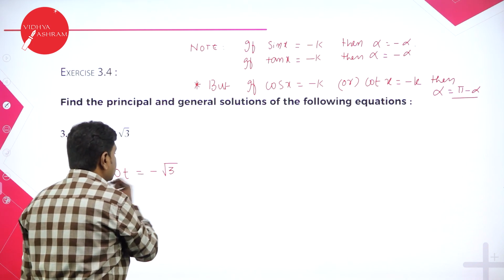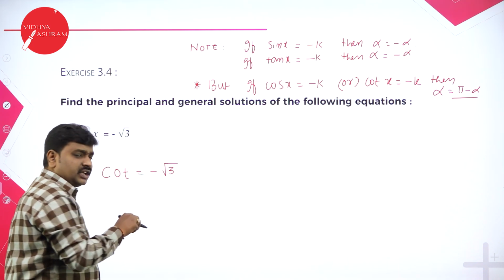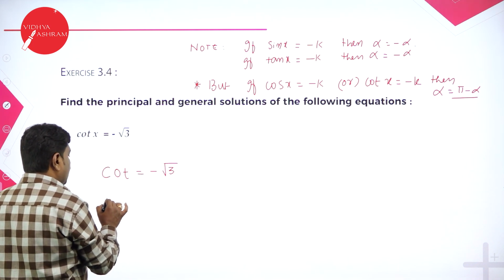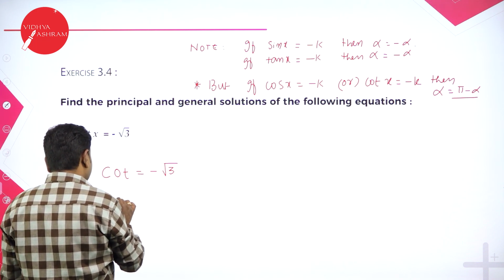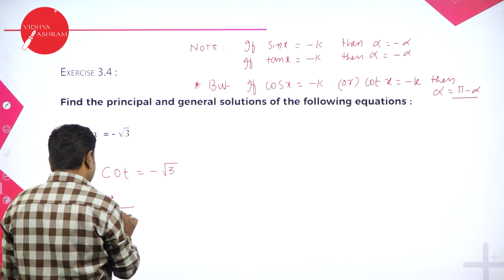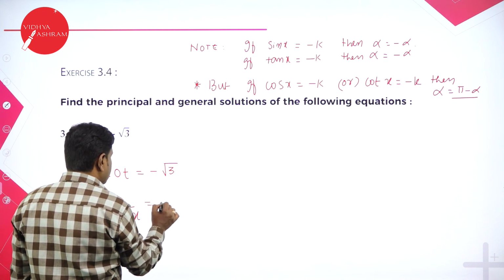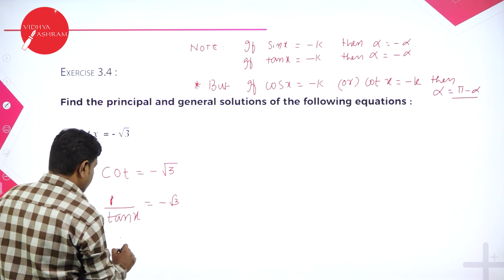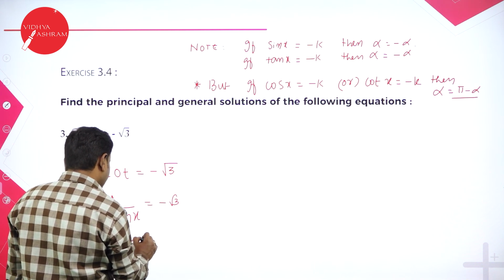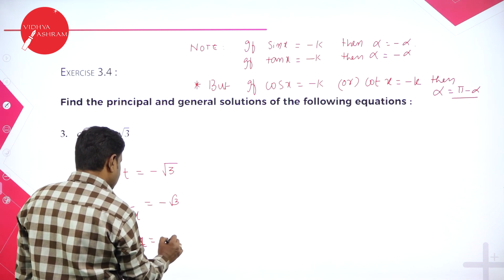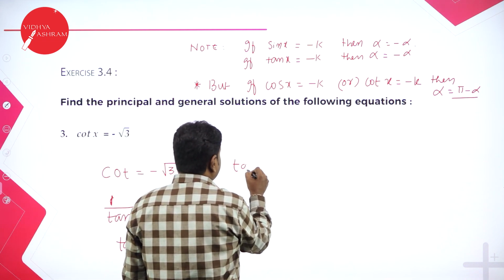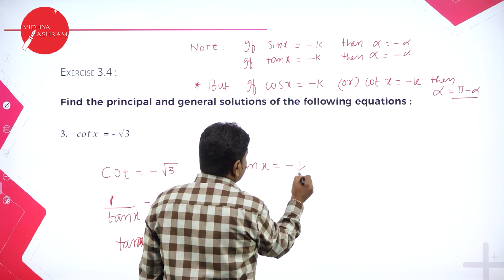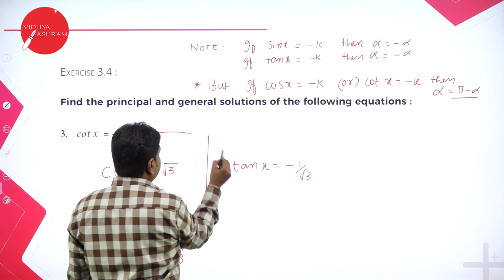So now cot is negative. Now I'll convert it into tan. Cot x can be written as 1 by tan x. 1 by tan x is minus root 3. So take the reciprocal, so tan x becomes minus 1 by root 3. So now the question is reduced to tan x is equal to minus 1 by root 3. Please understand, this is derived from this.